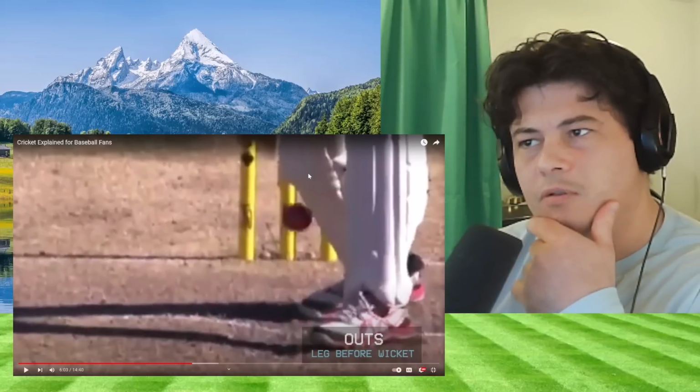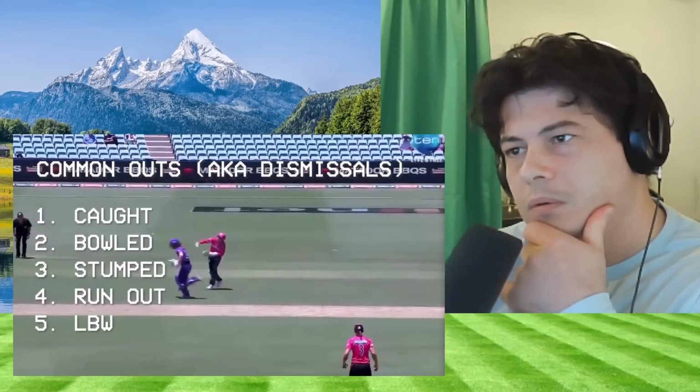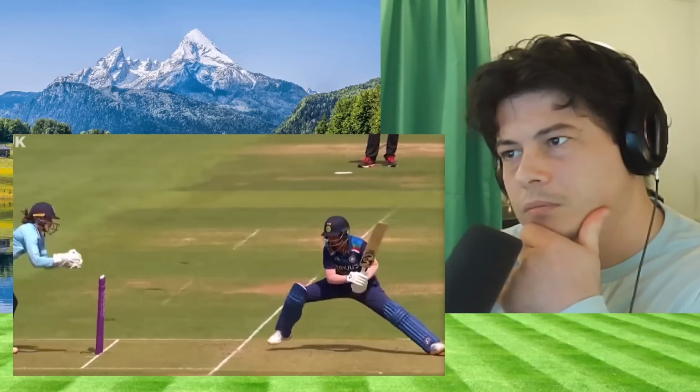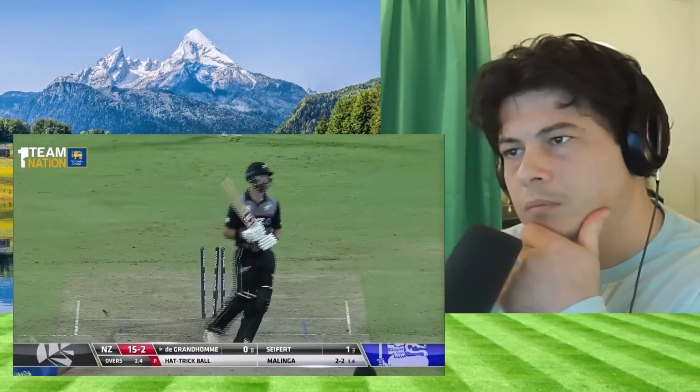And if it hits off of them and into the stump, it is called a leg before wicket, and it's an out. So those are the most common ways that you will see a batter or runner get put out by the fielding team. There are several other much less common ways for a batter to get out, and we will not be getting into them here.